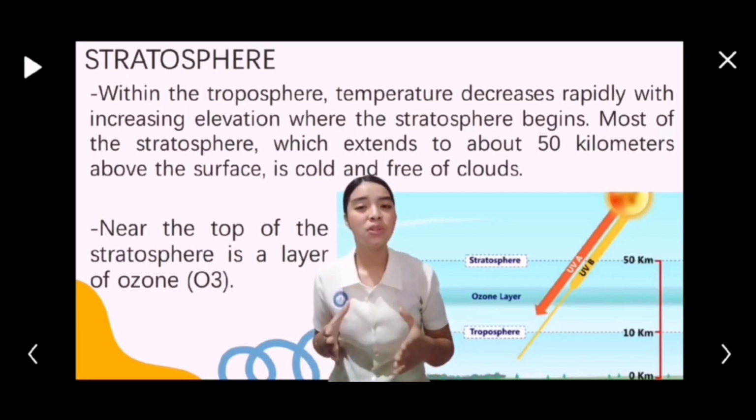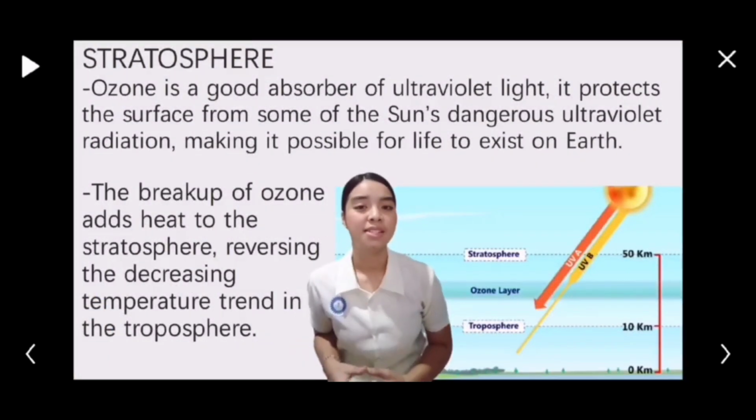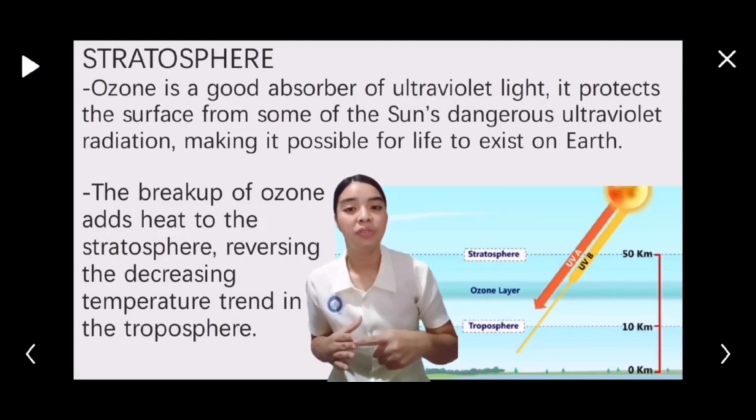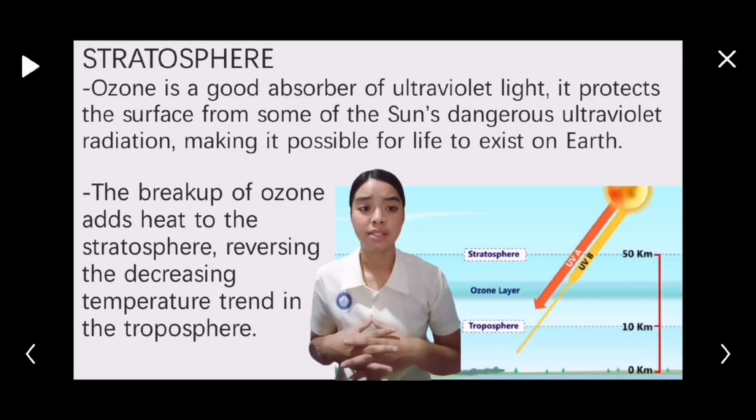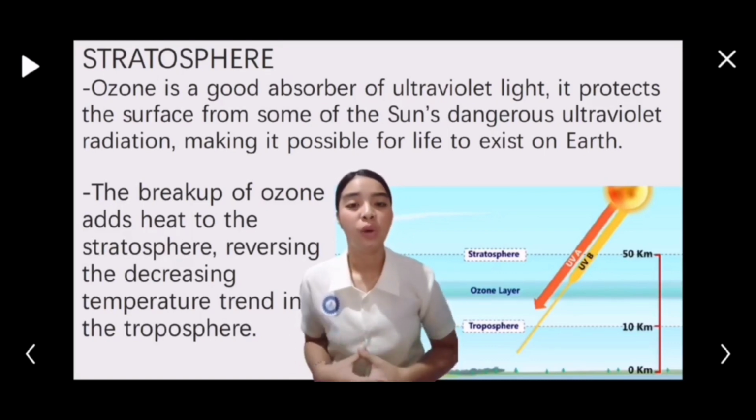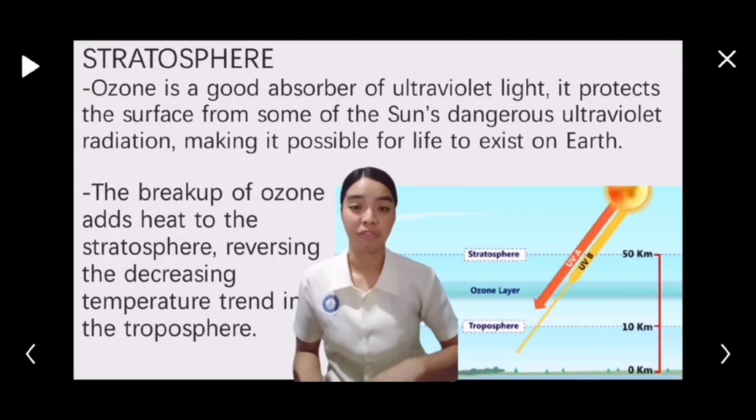The ozone layer is essential for our survival because this ozone layer blocks the harmful effect of the UV rays from the sun. The absorption of UV by the ozone adds heat to the stratosphere, reversing the decreasing temperature in the troposphere. Today, we know that the ozone layer is thin and almost destroyed. That is why the heat or the temperature we are feeling nowadays is much higher than before.